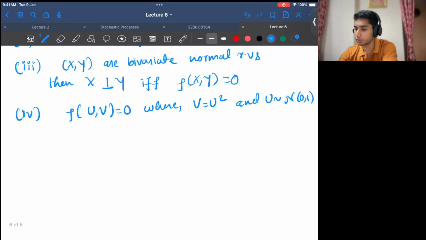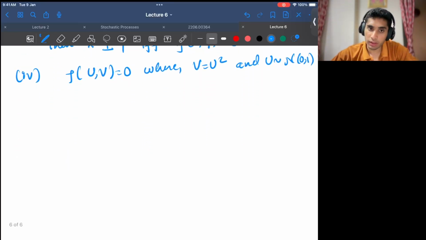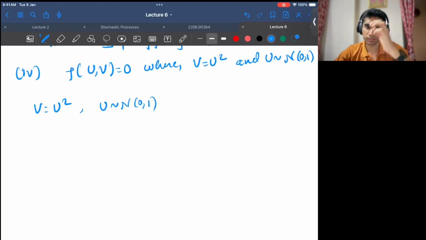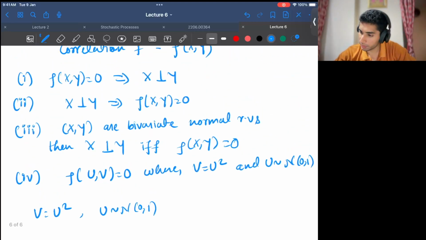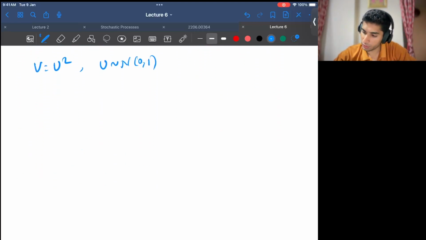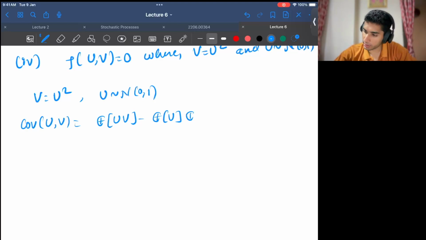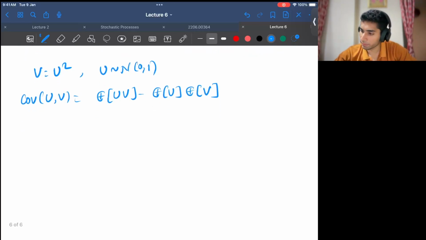So let's start with the fourth statement. It's given that v is equal to u square, and u is normal 0 1. Let us see what is the covariance of u comma v. Covariance of u comma v will be expected value of uv minus expected value of u times expected value of v. So u times v is u cube, right?